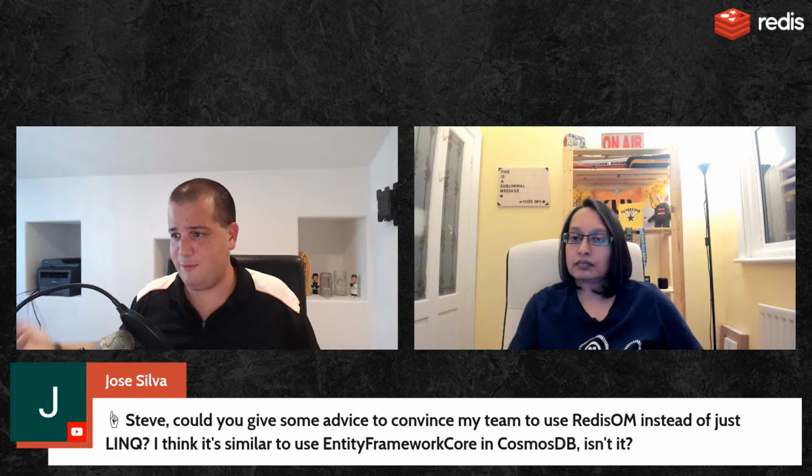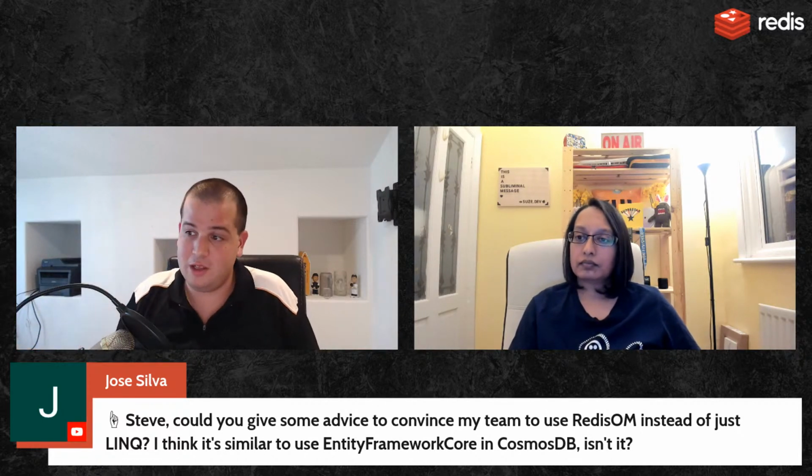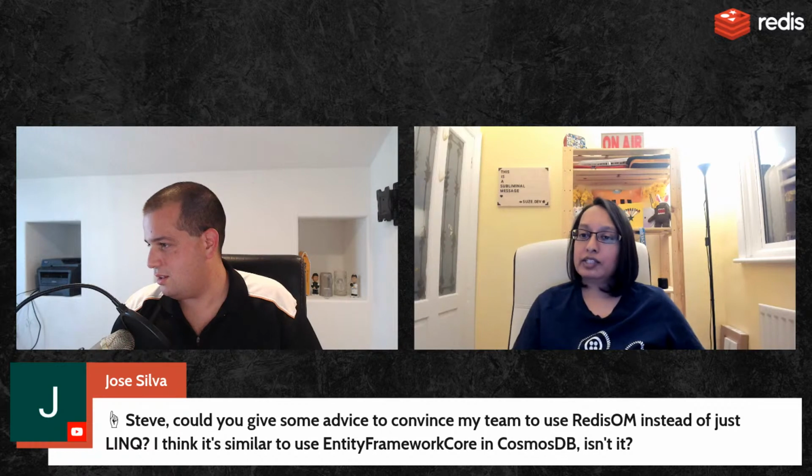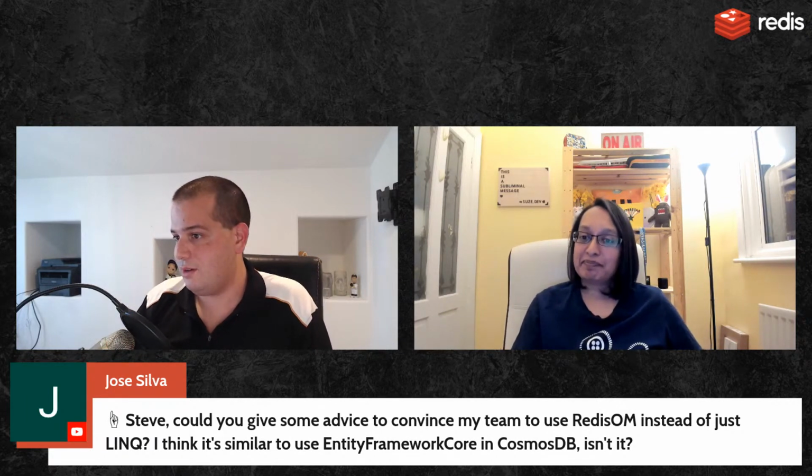So yes, I would say the parallel to this is Entity Framework Core with Cosmos DB. Certainly, Entity Framework Core has been around only for 5 years, but Entity Framework's been around forever. This is still a relatively new thing, but yes, that is the parallel, something that's more native to the .NET Core ecosystem. Cool. So you would recommend that's a good way to convince their team to use Redis OM instead of just LINQ? Yeah, that is a fair summary of the objective here.